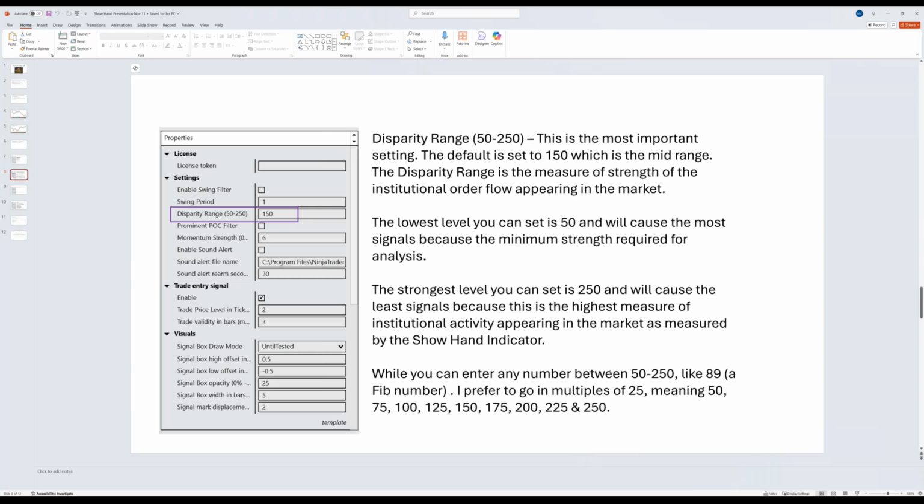Now, while you can enter any number between 50 and 250, like 89, which is a fib number, you could enter 51, 52, 53, all the way up to 247, 248, 249, 250. Honestly, I just prefer to go in multiples of, say, 25, meaning like 50, 75, 100, 125, 150, 175, 200, 225, and 250. Again, you're free to set it to whatever you like. I just find that it's easier to sort of keep it in multiples. I mean, I use 25. Some people might want to use multiples of 10, but whatever. You can use any number in between there.